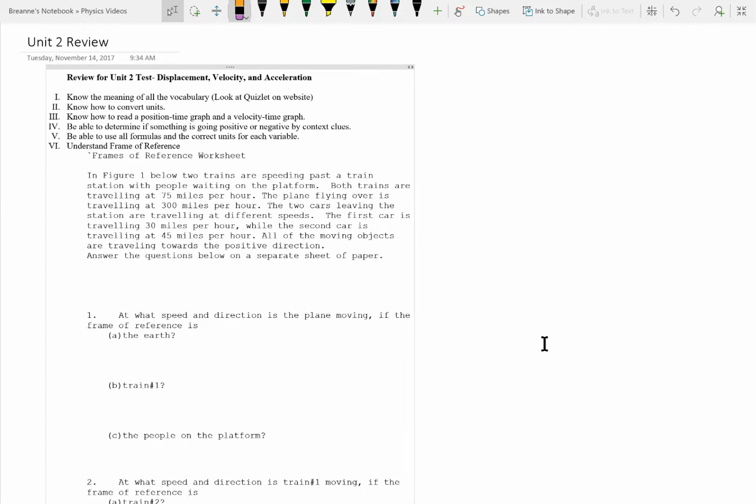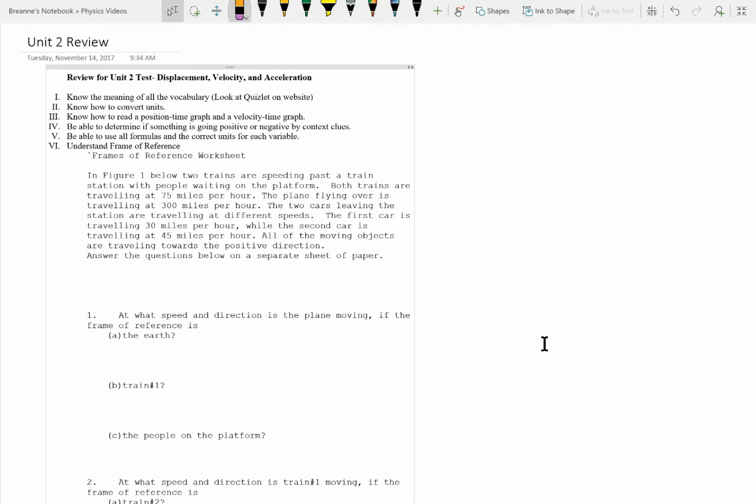I know that's Unit 1. But physics builds on top of each other. It does not go away. It'll come back to haunt you. So, know how to read a position versus time graph and a velocity versus time graph. If you're still having trouble with that and this review doesn't help you, I did make a specific graphing review video that's already posted on Schoology. So please check that out. Same thing, be able to determine if something's going positive or negative by context clues. Be able to use all formulas, the correct units with each variable, and understand frame of reference.